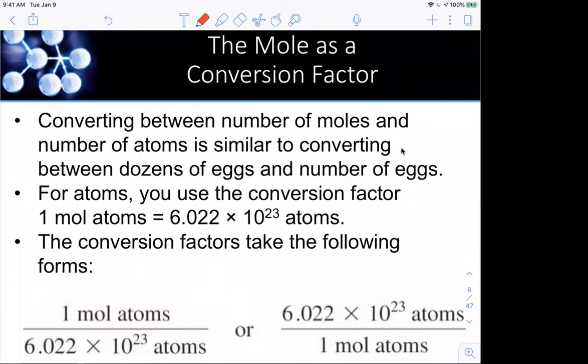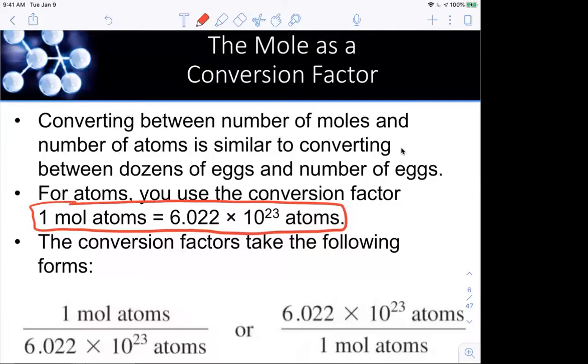So as I mentioned, this is an equivalency statement, which gives me conversion factors. If I want to convert between the number of moles and the number of particles, which can be atoms or molecules or ions or formula units, right? Anything that pertains to chemistry is fair game in terms of what that particle is. I can use a similar method to convert between moles and number of particles.